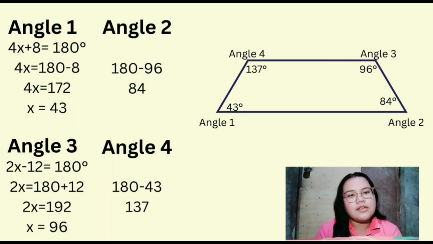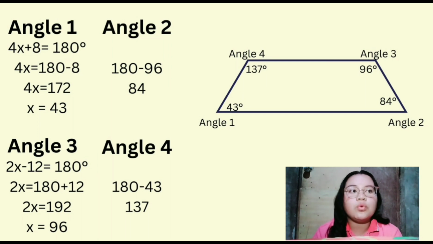Our next given is angle 3, which is 2x minus 12 is equal to 180 degrees. We're going to solve it. 2x is equal to 180 plus 12. 2x is equal to 192. For us to get the answer, again, we divide both sides by 2. 2x divided by 2 is equal to x, while 192 divided by 2 is equal to 96. So for our angle 3, we have the measure of 96.